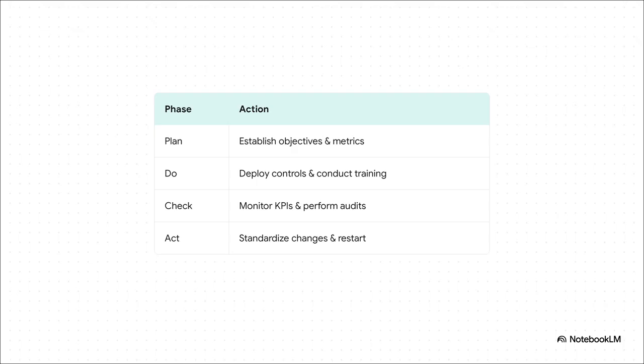In the plan phase, you set your goals and figure out how you'll measure success. Then you do it. You roll out the new controls, you do the training. Next, and this is crucial, you check. You monitor everything, you audit, you see if it's actually working. And finally, you act. You standardize what works, and then, and this is the most important part, you start the cycle all over again. It truly never stops.